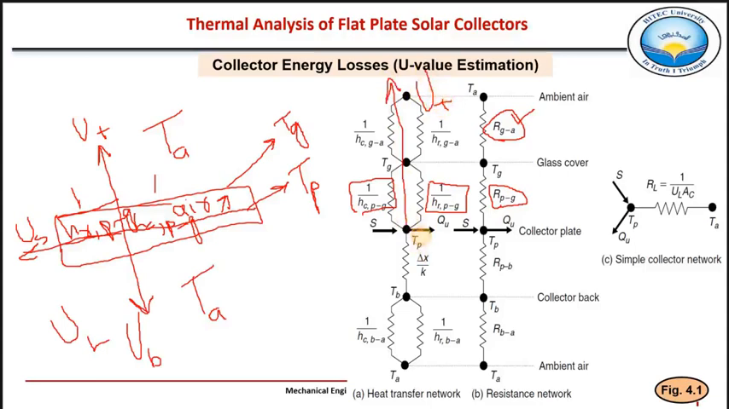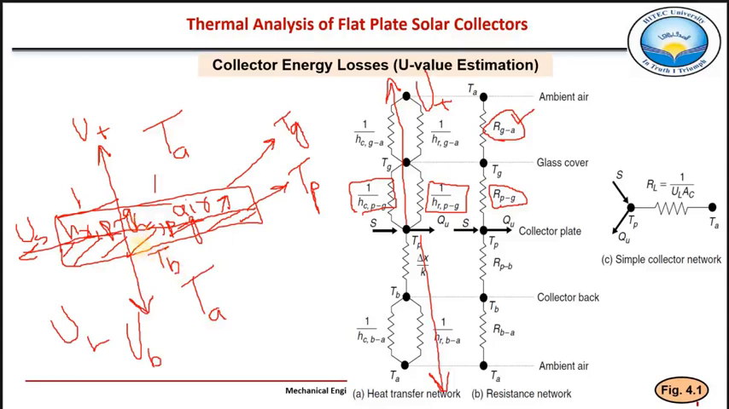Similarly, now we have to see what is the heat loss from the bottom of this collector. From the bottom, what is beneath this absorber plate? We have insulation, a solid insulation. So there will be no convection. There will only be heat transfer from this plate to this bottom surface. Let's name this TB. Temperature of this bottom surface is TB.